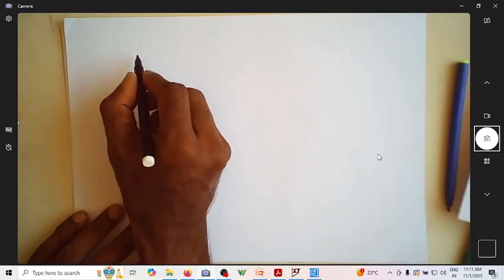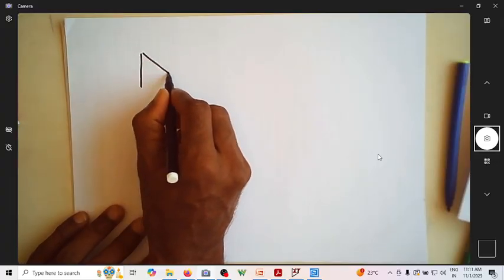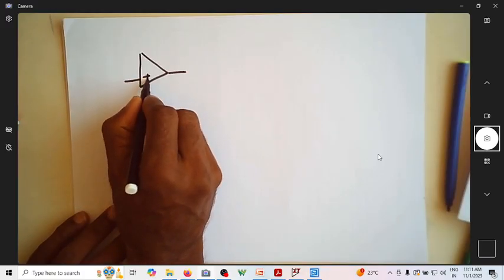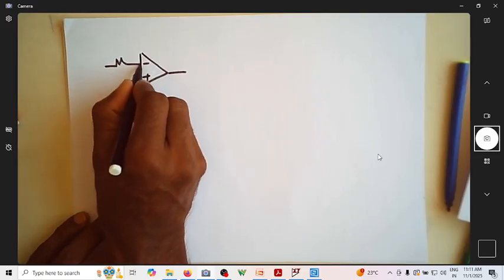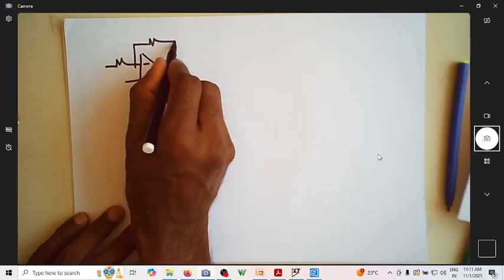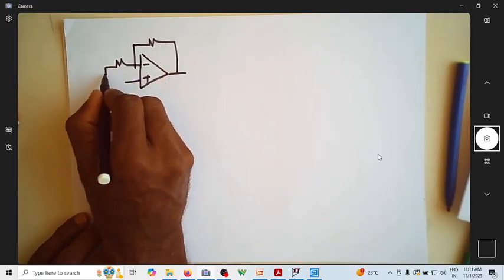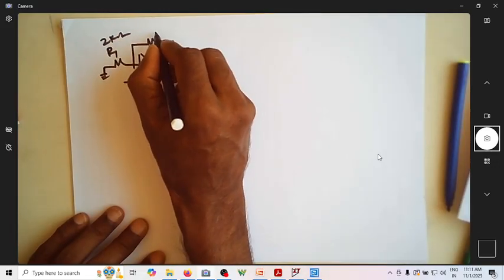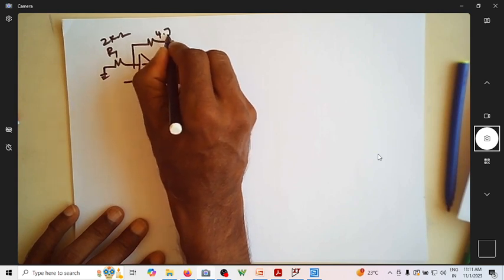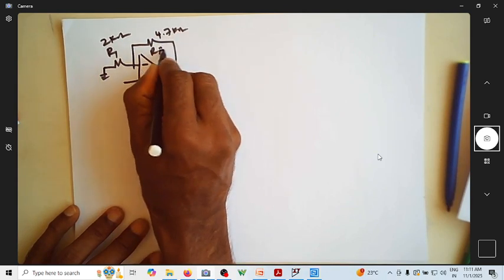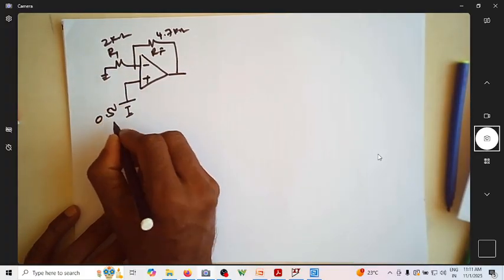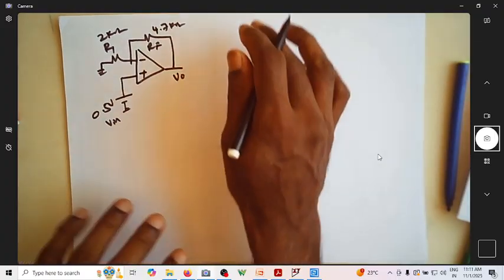So we will find the output voltage for a particular example. Let me take it as plus here. This is minus. So this is a non-inverting amplifier. This is now grounded. This is R1. Let us take it as 2 kilo ohm. This is RF, let us take it as 4.7 kilo ohm, and let us assume 0.5 volt as V in. We are supposed to find V naught.